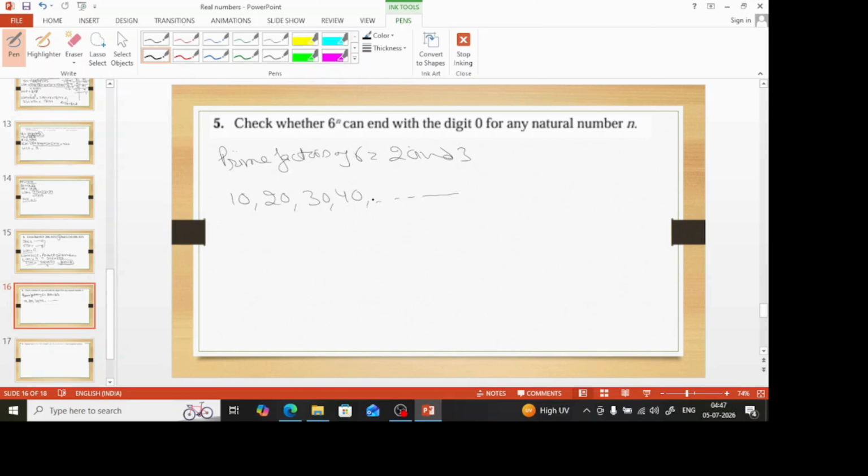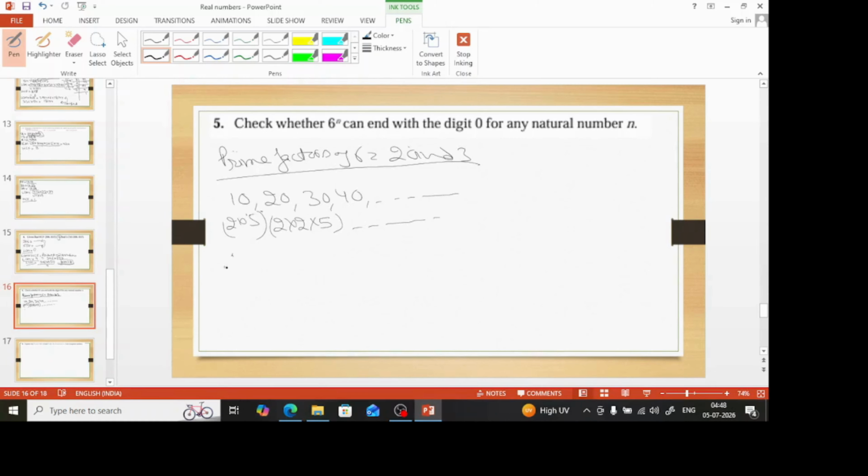All these numbers are ending with 0. For a number to end with 0, it should have factors like 2 and 5. In 20's case, 2 into 2 into 5, likewise. So it should have 5 as a factor. For a number to end with the digit 0, there should be 5 as a factor. But in case of 6, 5 is not a factor of 6.